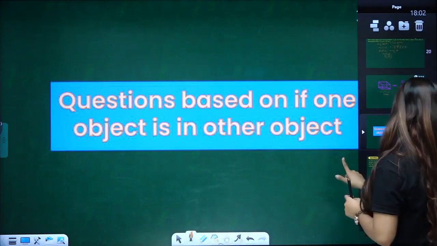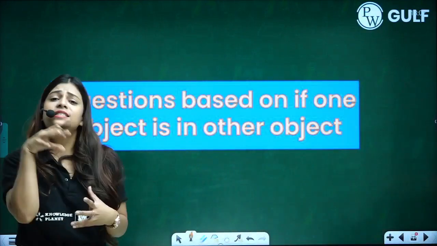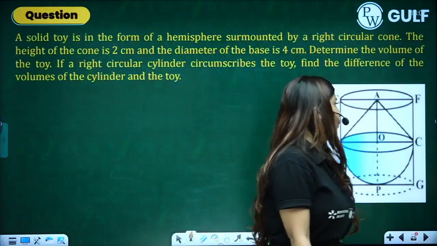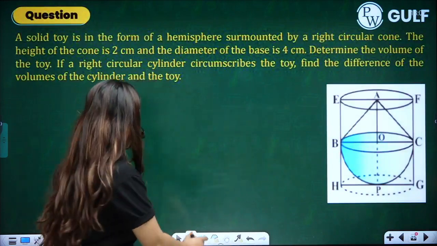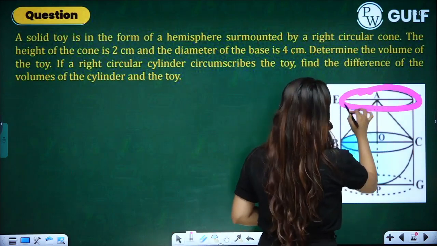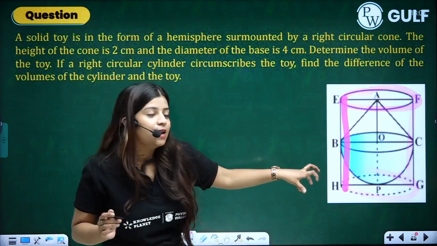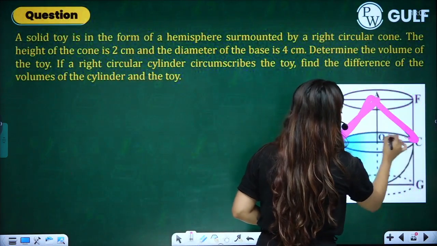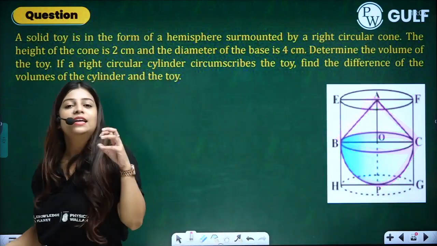Alright, let's see the question based on one object being inside another object. Now what does that mean? Let's see a figure and understand the question. For example, we can clearly see that we have a cylinder over here. Now inside this cylinder there is an object which is a combination of a cone, students, along with a hemisphere lying inside it.